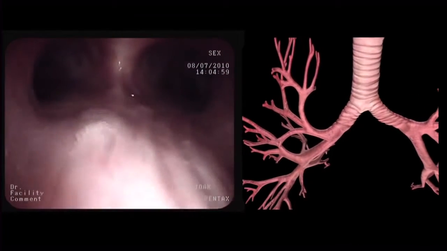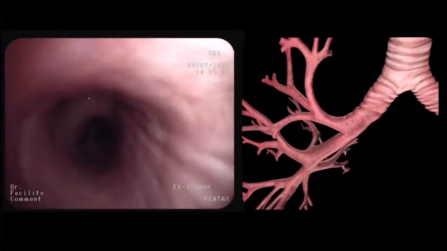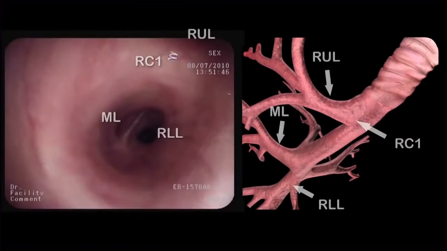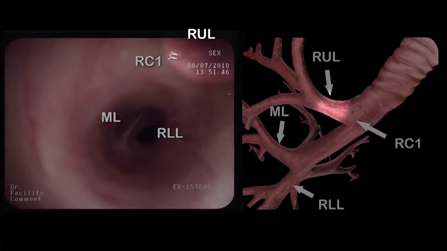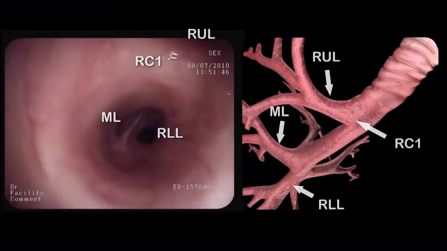We then rotate the bronchoscope 90 degrees clockwise and enter the right main bronchus. At the end of the right main bronchus, we recognize several important anatomical landmarks. We identify the orifice of the right upper lobe, the right carina 1, the orifice of the middle lobe, and the orifice of the right lower lobe.